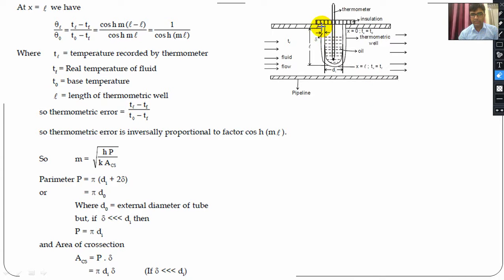Now see, this is your tube. Clear? This is your tube.